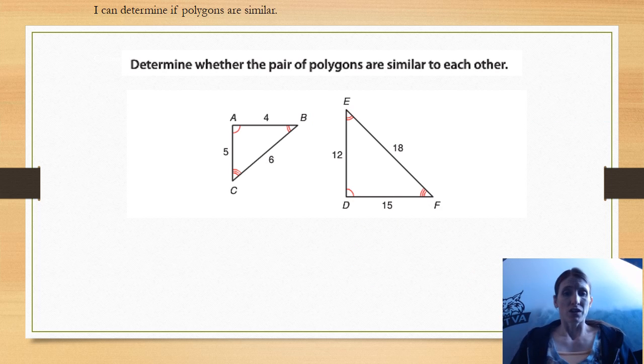All right, so now let's look at another question. Determine whether a pair of polygons are similar to each other. And I picked this one because I wanted to make sure that you were matching up corresponding sides. So you can see here that they've kind of turned these two figures and they're not facing the same direction, okay?